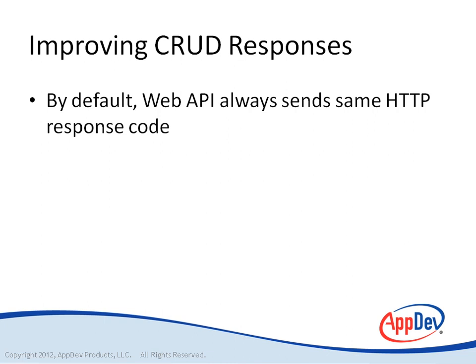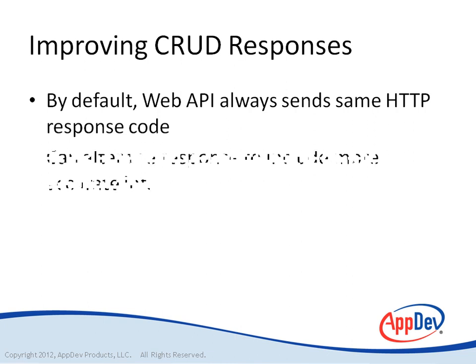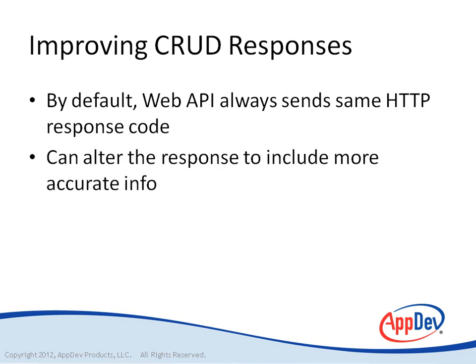Now, that's not necessarily a bad thing, but the problem is that some clients may use that response code to be able to make decisions as to whether the operation was truly successful or not. So if you're just sending back the same default response all the time, the client has no way to know that things either did go or didn't go the way that they figured. So one of the things you can do is to alter the HTTP response to include more accurate info.